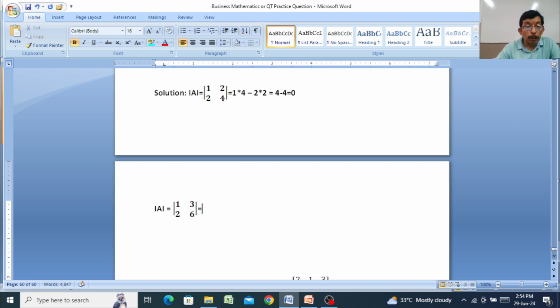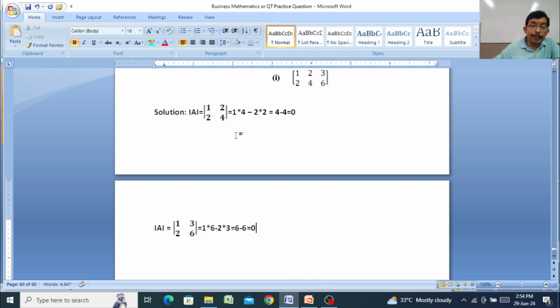Now the solution of the 2 by 2 order determinant is the difference of the cross multiplication of the elements. The first diagonal elements are 1 and 6, so the multiplication is 1 multiplied by 6, then take the minus sign, and the second diagonal elements 2, 3, so the multiplication is 2 multiplied by 3. The value is 6 minus 6, which is equal to 0. This is also 0.